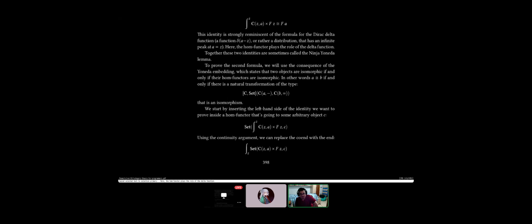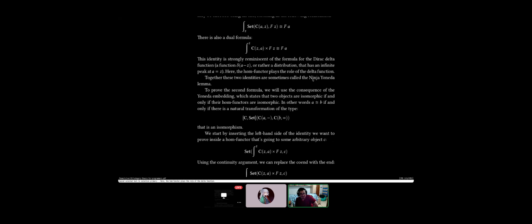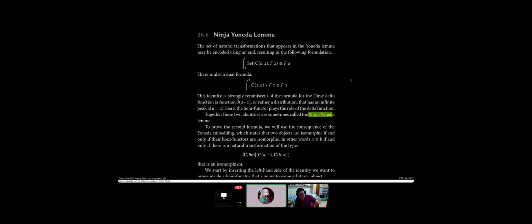Together, these two identities are sometimes called the Ninja Yoneda lemma. The fact that it has ninja in the name is kind of funny. I thought it would be like, oh, they sneaked a Yoneda lemma here, but no, actually, it's part of the name, which is like, okay.